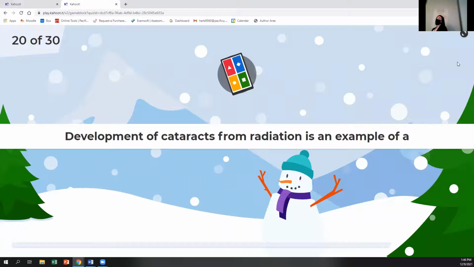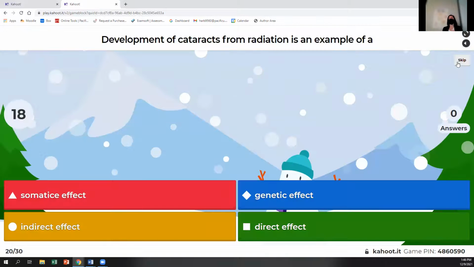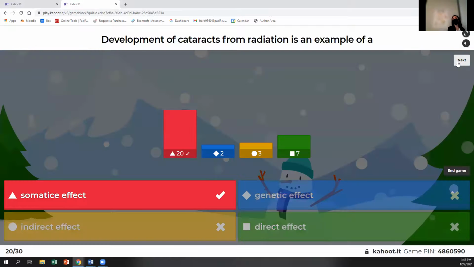Okay, development of cataracts from radiation is an example of a somatic effect, an indirect effect, a genetic effect, or a direct effect. Somatic, good. So remember, there's the two kinds. There's the kind that happens to the person receiving the radiation, and that's somatic, and then there's damage to their genetic material that might affect their offspring. I mean, genetic, sorry. That's genetic.